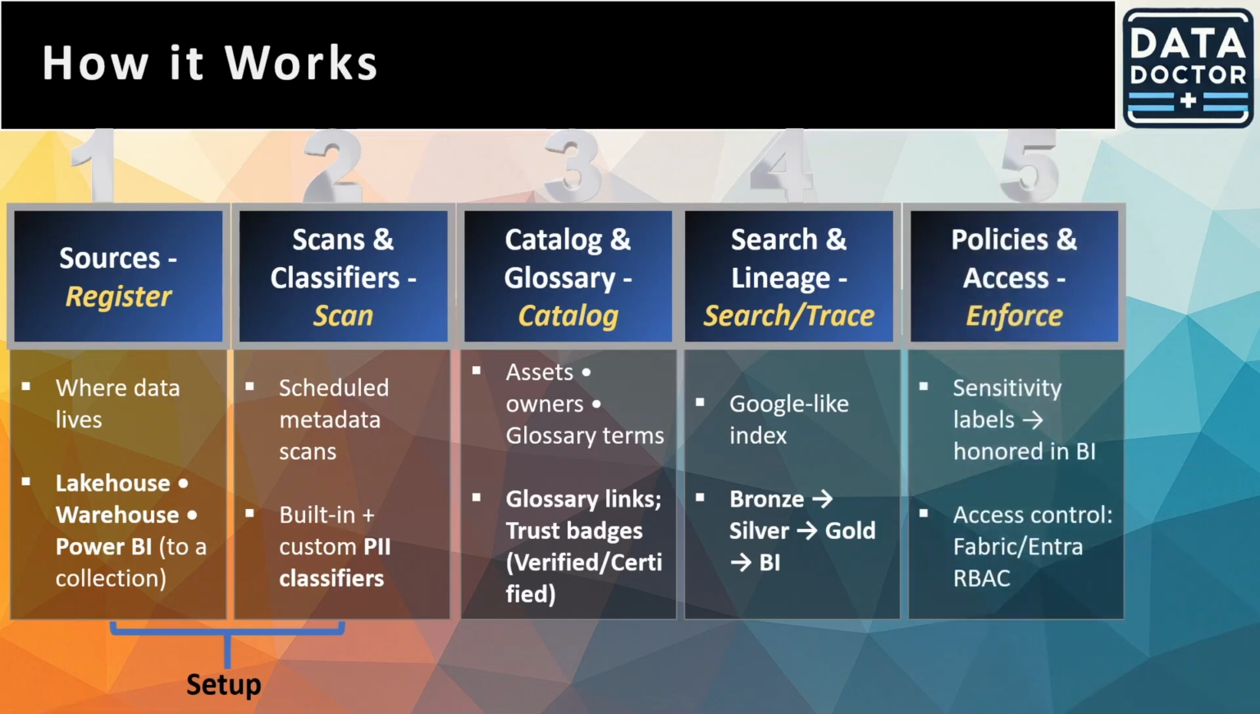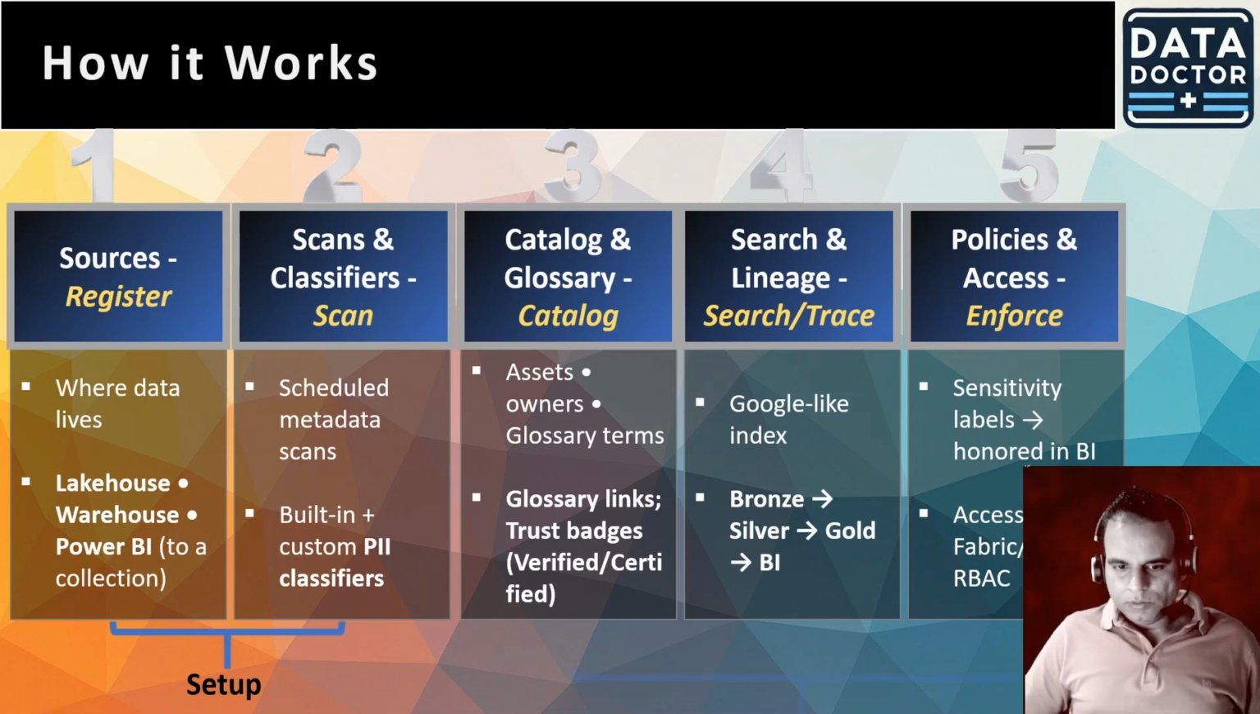The fifth and the last step is about policies and access, and this is the thing which is enforced. When the data lands in the bronze layer, the sensitive data is labeled, and this label propagates through various layers into the Power BI layer, and this sensitivity is actually honored also in Power BI. Then also the access control, which you define within Fabric, is also respected in Purview. And these three steps can be seen as the outcome. So the first two are the setup, how you set up the data, and the result is seen in the last three steps.